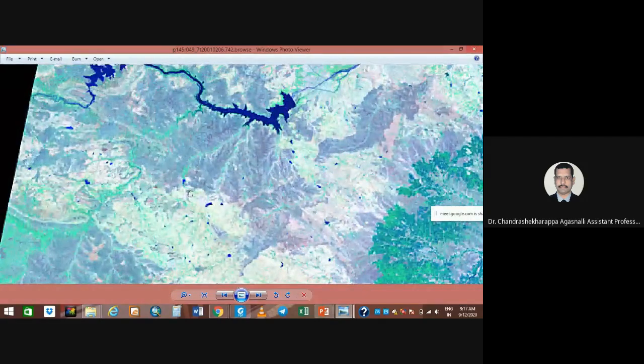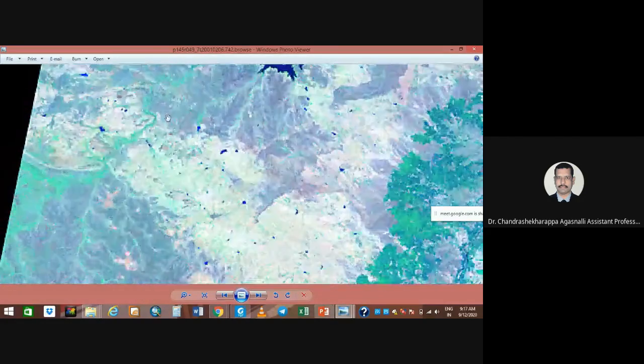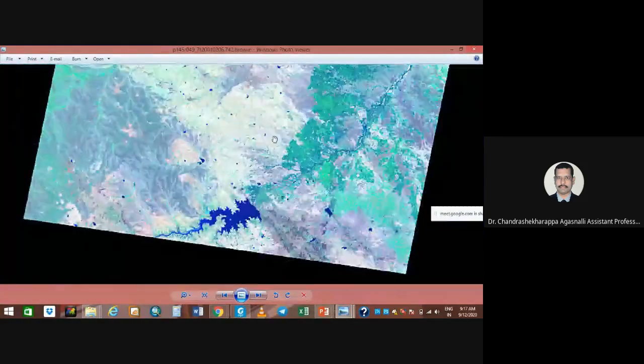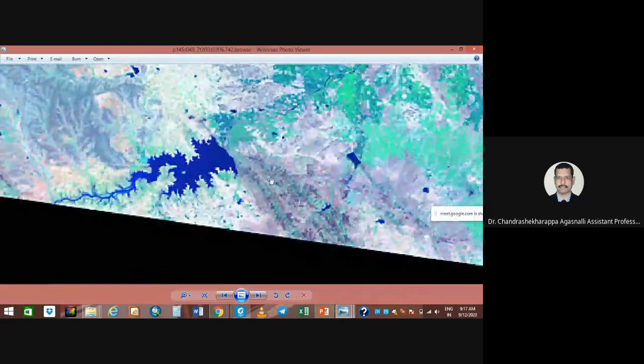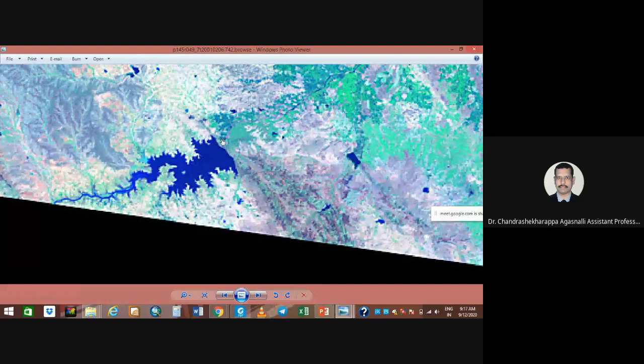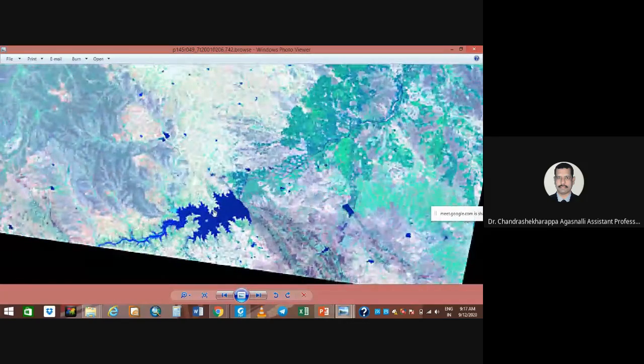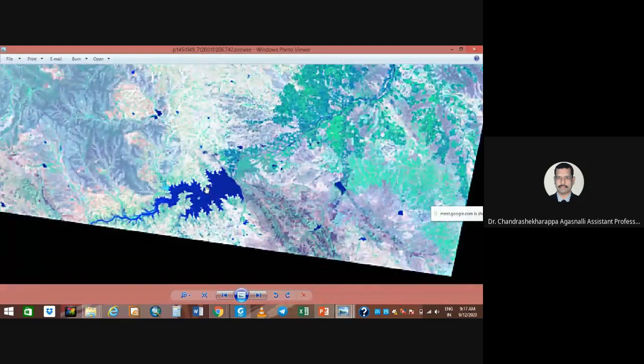Okay, and these are the top hills, and this is an open scrubland, and these are the water bodies. And this is called the Tungabhadra River in the Hospet area, and Hospet is down below. Here you can see the Tungabhadra Dam, and this is the backwater area. And this is the latest image.